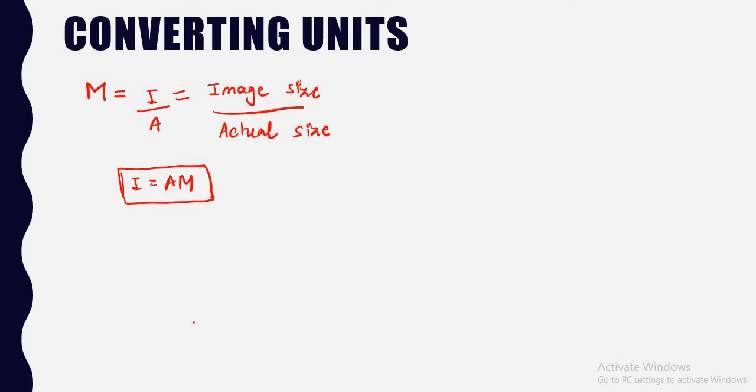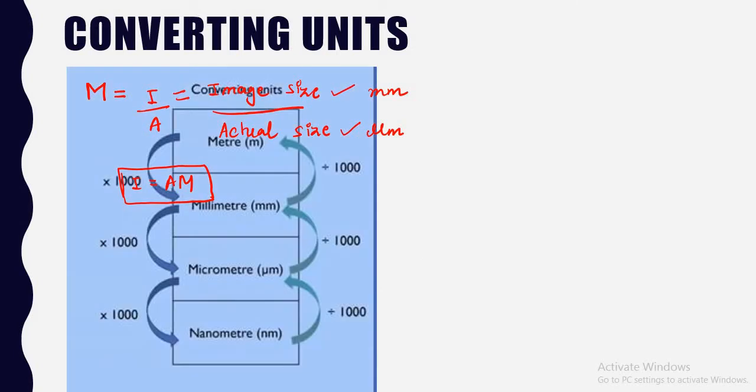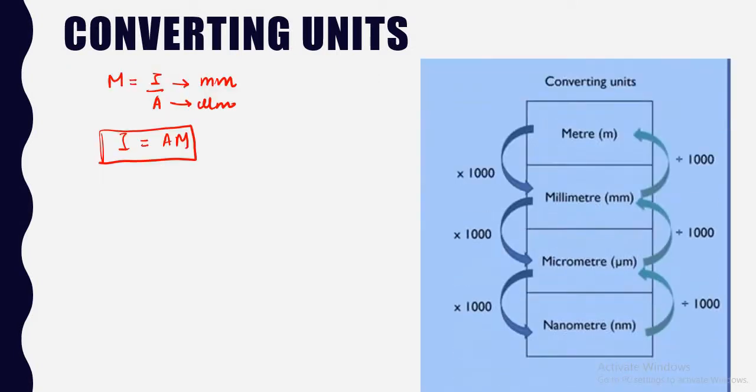Now remember, image size will generally be the one which you are measuring with the ruler. That will be mostly in millimeters, and the actual size will be much lower than that, which will be in micrometers. So here the two units are different, so conversion of units is very important maths required over here. So here is the simplest unit conversion chart, which you can remember.